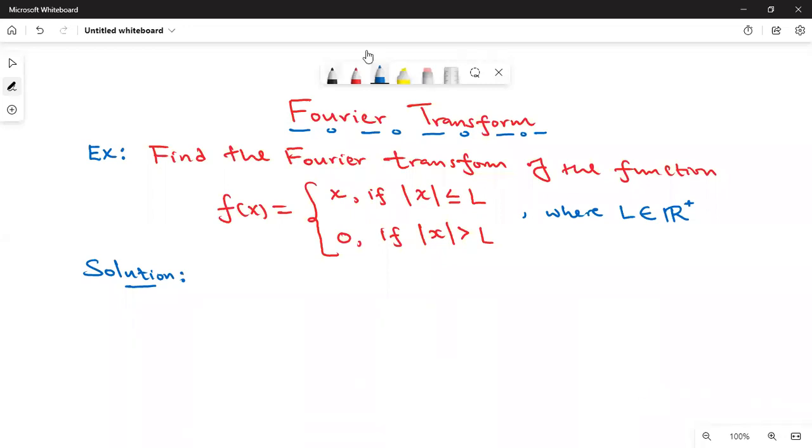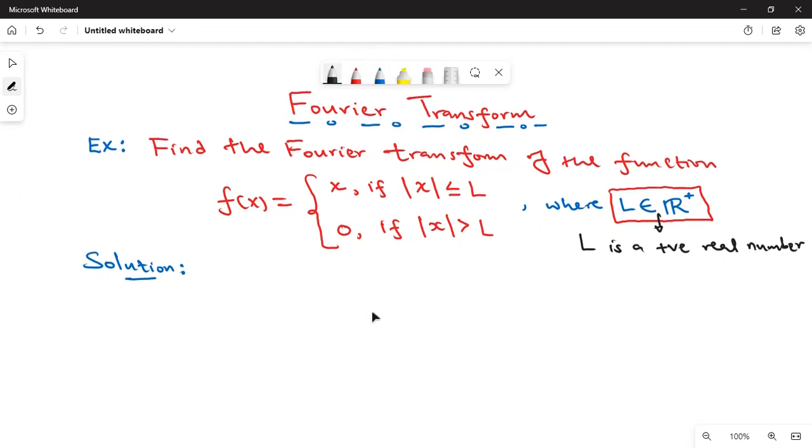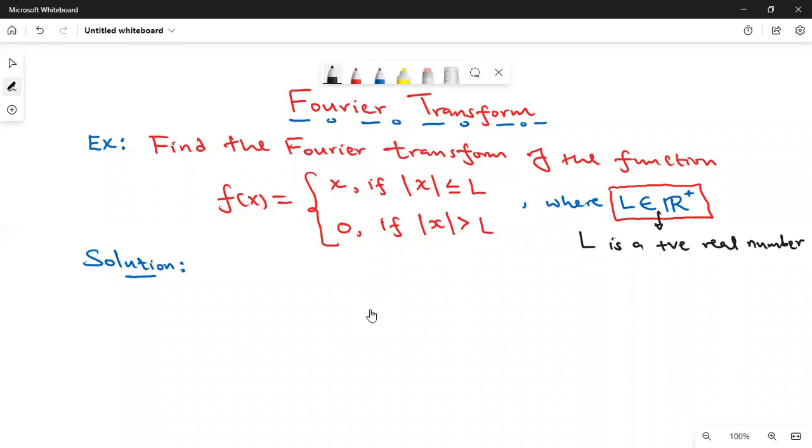When you write L, a member of R plus, it means L is a positive real number. So let me write it here, that L is a positive real number. So then how do we find the Fourier transform of this function?